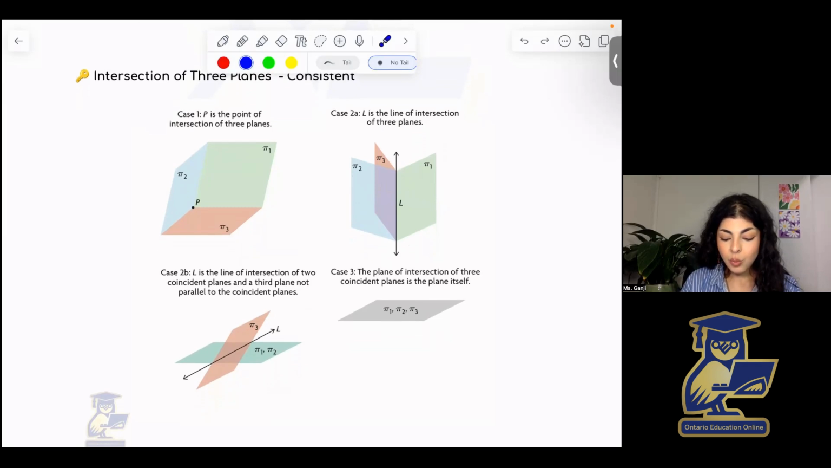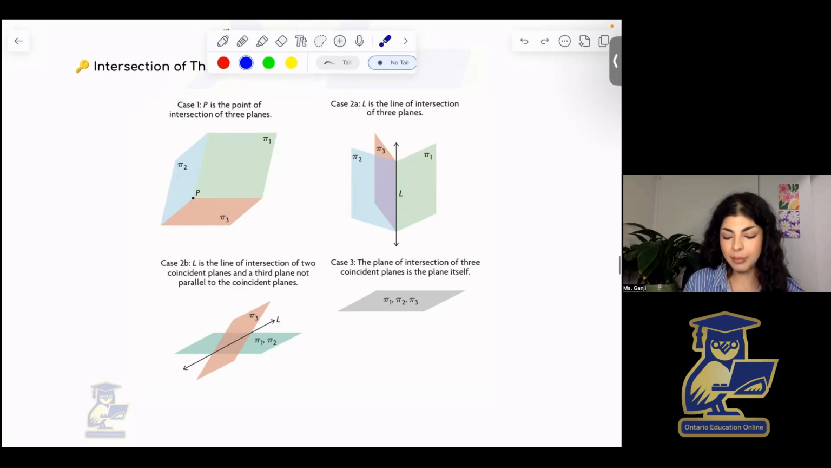Another case you can have is when two of your planes are coincident and you have a third plane that's not coincident to these. Because it is consistent, they do have to intersect somewhere. So this is really just the same as the intersection of two planes. You look at one of the planes and its intersection with the other plane and find their line of intersection. Your last case is if all three are coincident planes, so any point on one plane is a point on the other two planes. And so again, you have infinitely many solutions in these three cases and only one solution in case one. So let's look at an example of those.